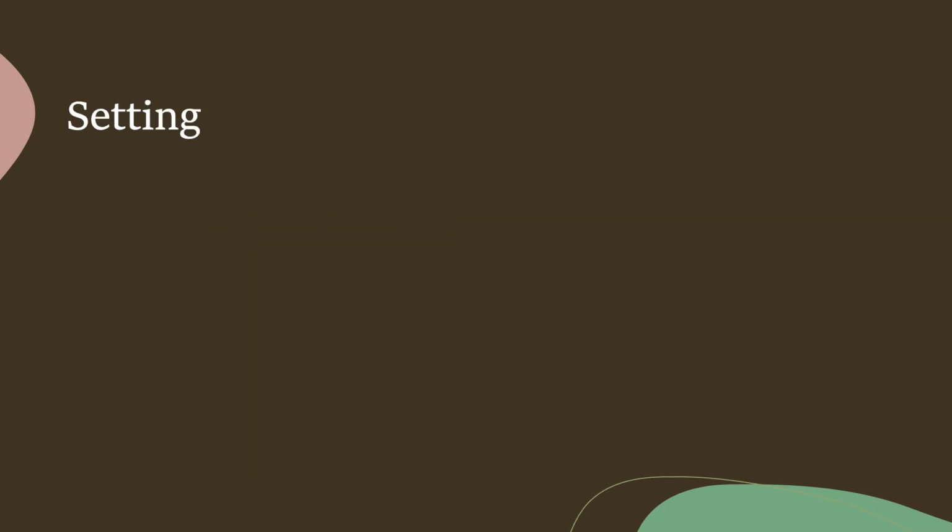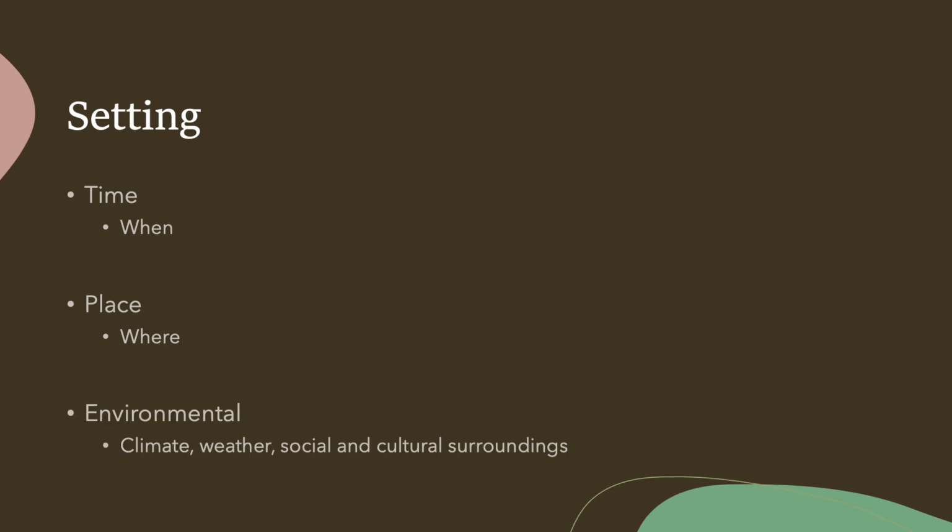Okay, setting, which we've already discussed during the Cod Glass Bowl. You have three different types of setting. You have time, which is when, place, which is where, and then environmental, that can be climate, weather, social, and cultural surroundings. Like I said during our lesson of the Cod Glass Bowl, should I write a story right now and I tell you the time is 2020, the place is the Netherlands or technically anywhere around the world, the environmental setting would be COVID-19 pandemic.